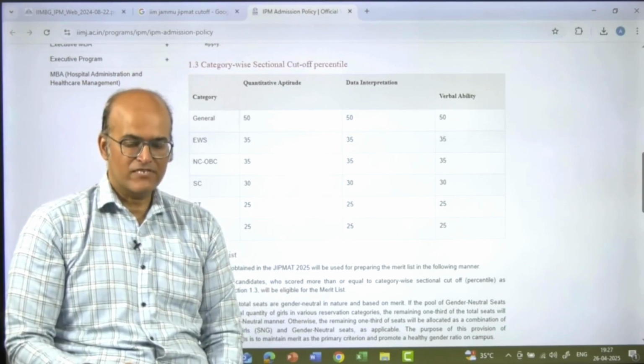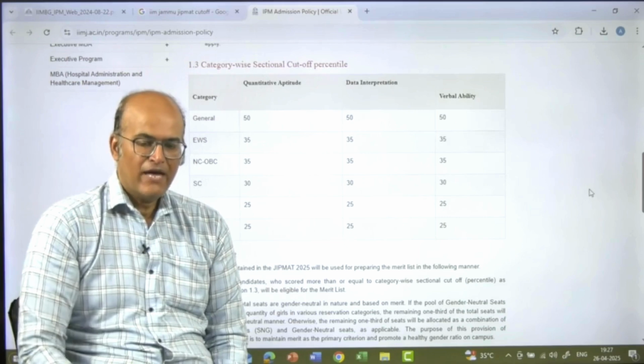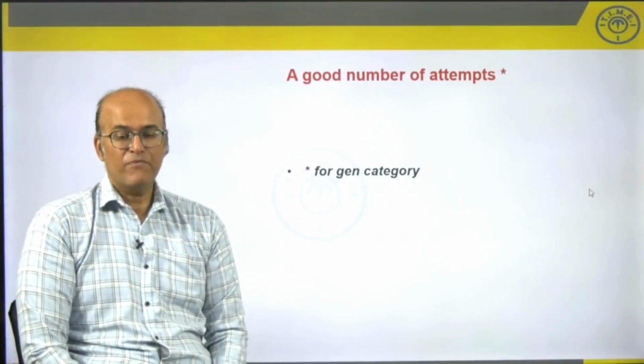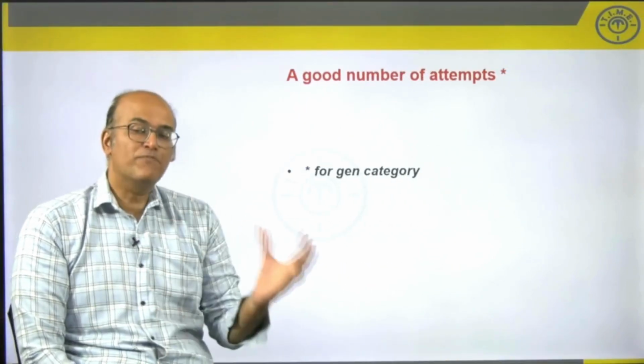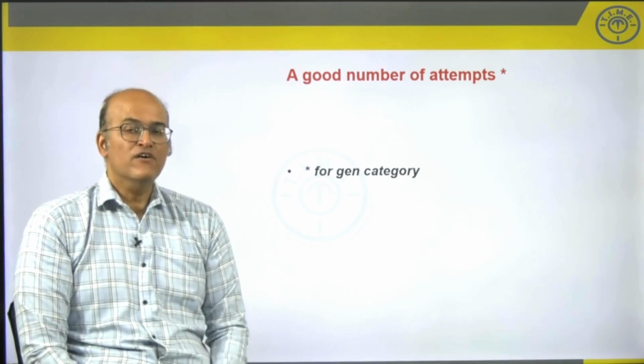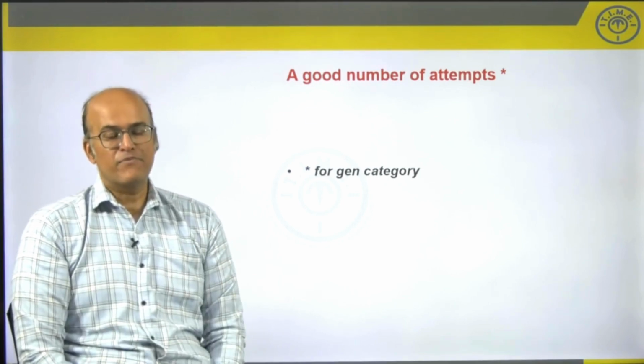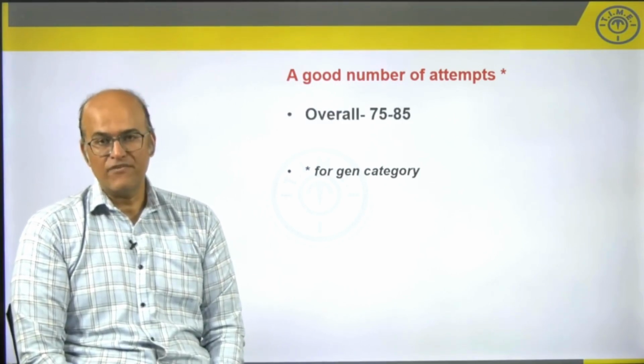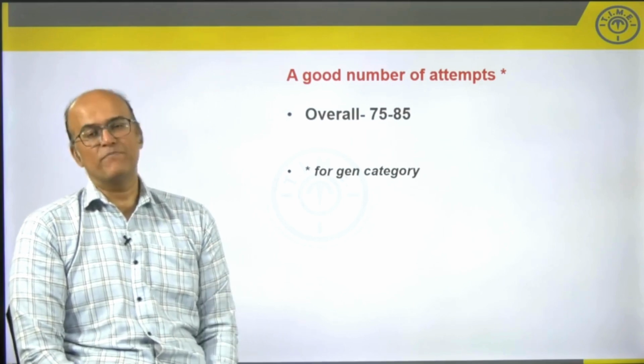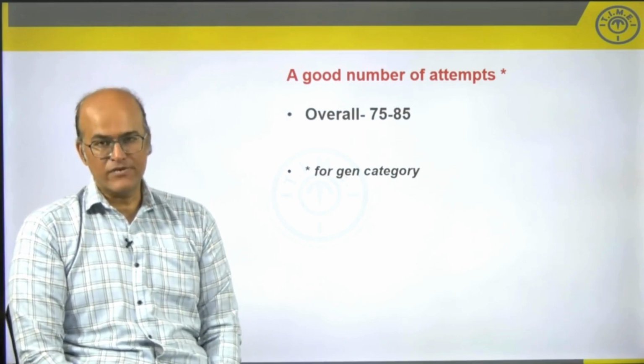Now, as far as the overall performance of the candidate is concerned, for general category, we can probably say around 75 to 85 attempts in this paper can be classified as a good number of attempts.